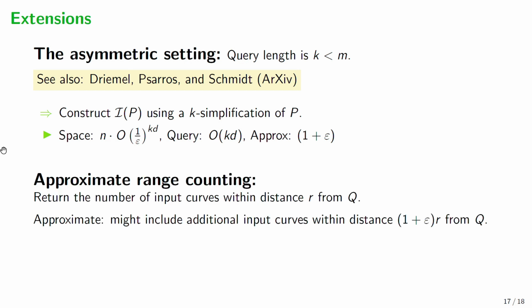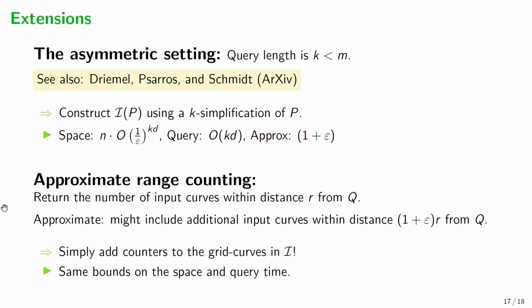Another extension of this work is for the approximate range counting problem, when we want to return the number of input curves within distance r from Q. The approximation here means that this number might include additional input curves that are within distance 1 plus epsilon times r from Q. Here the adaptation of our data structure is easy, because we just need to add a counter to each grid curve in the set I. The counter will count how many input curves are there.